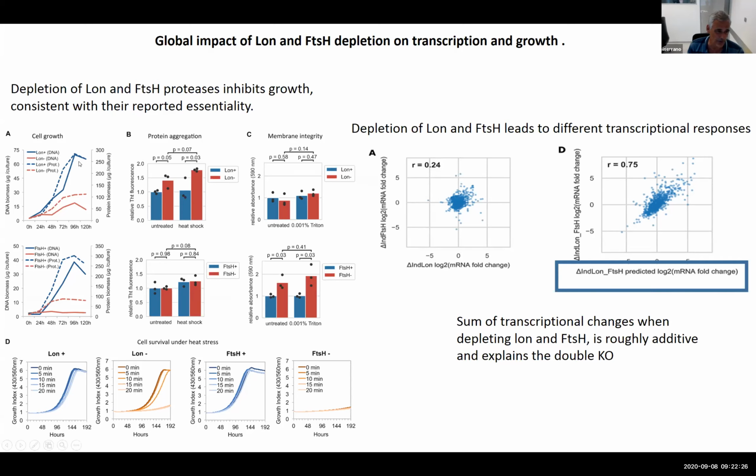Regarding cell growth, when you knock out LON, the cells stop growing, the same thing with FTSH. And something that I think was to a certain extent expected: when you knock out LON, you increase protein aggregation inside the cell. You have more aggregated proteins, more insoluble material. And when you knock out FTSH, the membrane becomes more leaky and it's easy to pass substrates through the membrane. So it's not surprising to a certain extent, but it corroborates the idea that LON is involved in quality control in the cytoplasm and FTSH in quality control in the membrane.